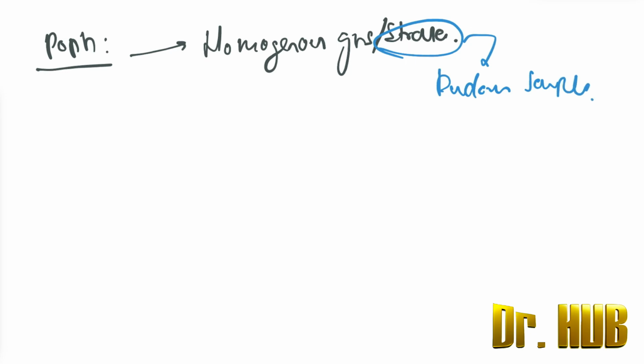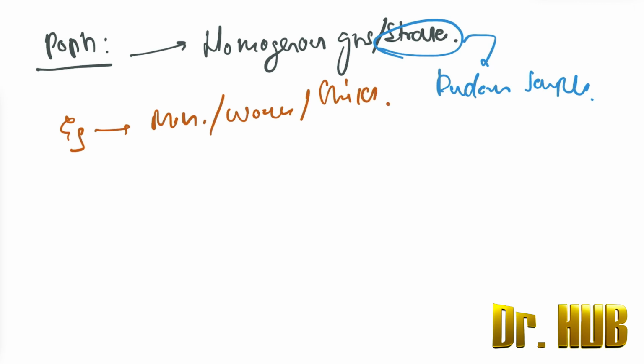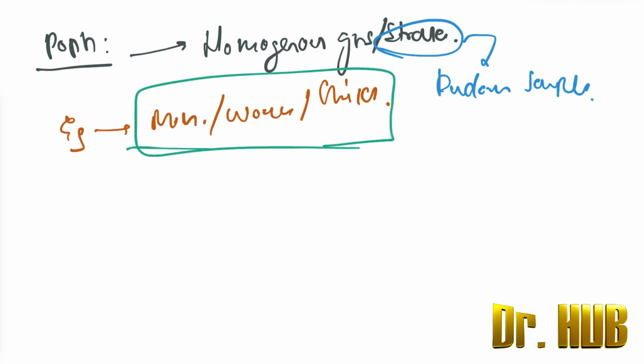For example, dividing the population into strata of men, women and children. This will be the stratified sample data example. So we divide it into men, women, children, and then pick the samples randomly from these strata.